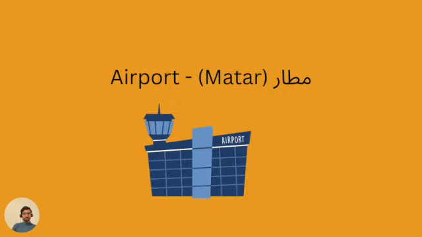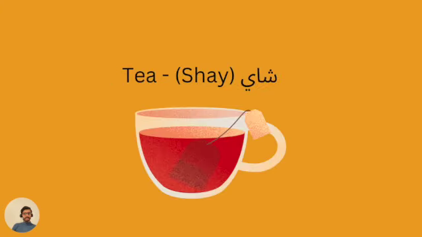Good. We have airport. مطار, مطار. Repeat after me. مطار. Perfect. We have tea. شاي, شاي. Repeat after me. شاي.